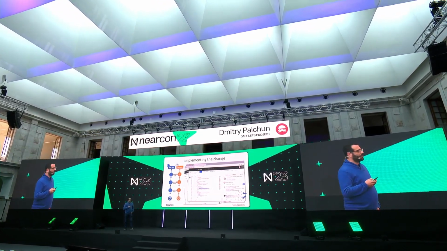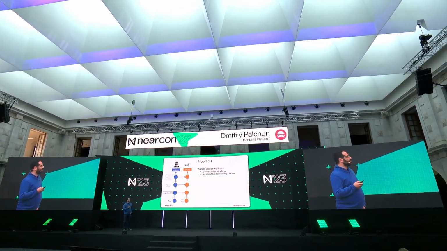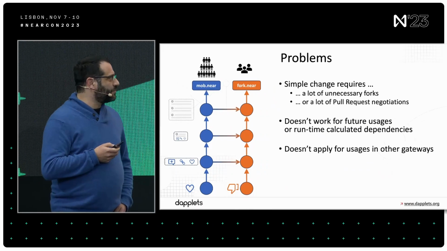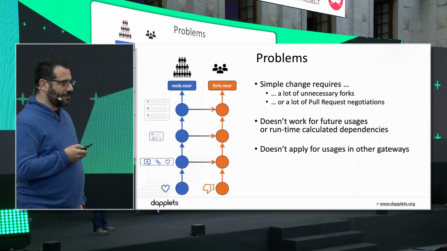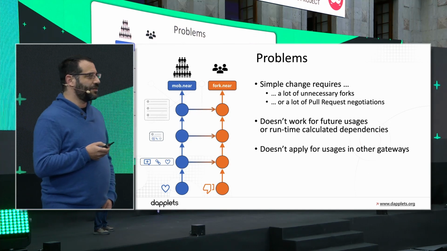So we have a few problems with this approach. First, this simple change requires a lot of excessive, unnecessary work, or a lot of pull requests to convince the owners of every component and every container owned by another party. It doesn't work for future usages, it doesn't work for calculated dependencies, and it doesn't apply for other gateways. So it's huge work if I would like to roll out this small change or get it integrated into other gateways.